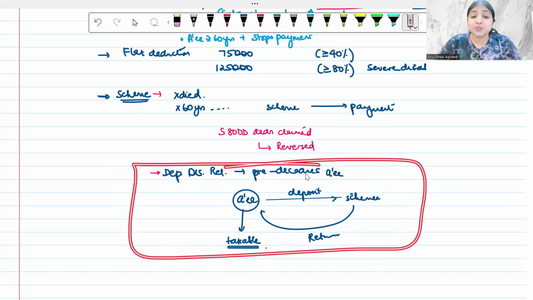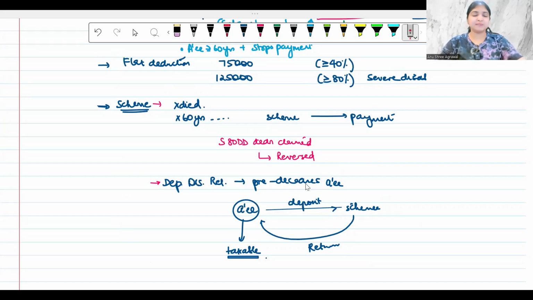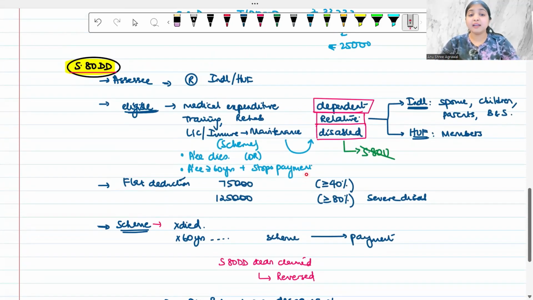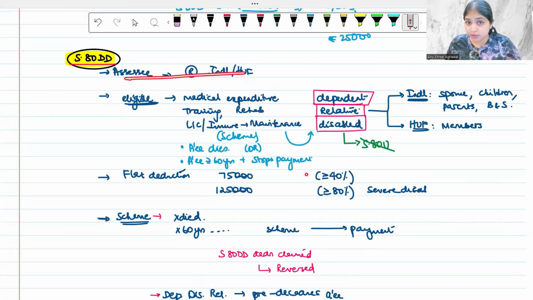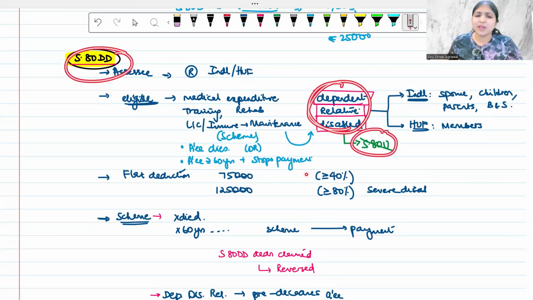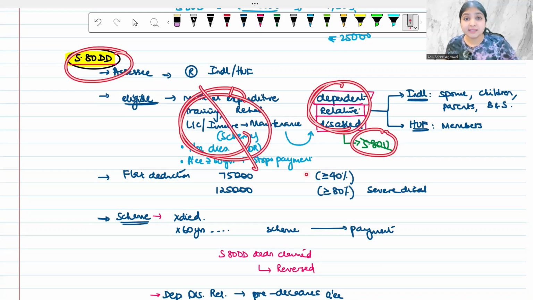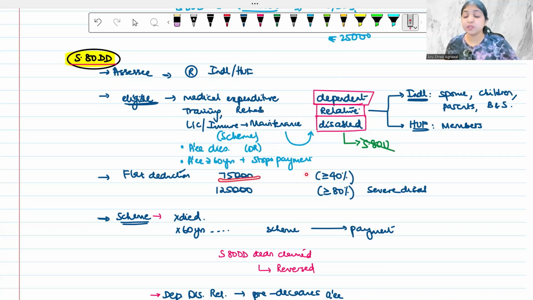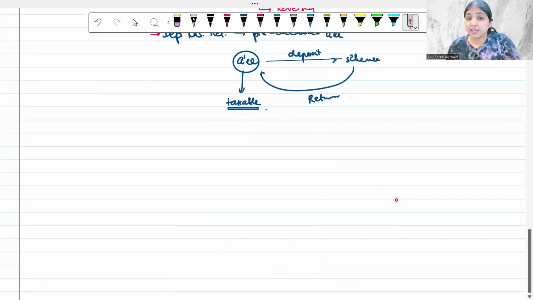All right, so this was your entire discussion with respect to section 80DD. Under 80DD, the assessee is an individual or a HUF. The assessee has a dependent relative who is disabled. And this dependent disabled relative, in his ITR, is not claiming section 80U. Then the assessee would have incurred some expense. How much he has incurred doesn't matter. We'll give the assessee a flat deduction of 75,000. But if it's severe disability, we'll give the assessee a flat deduction of 1,25,000. All right, this was section 80DD.